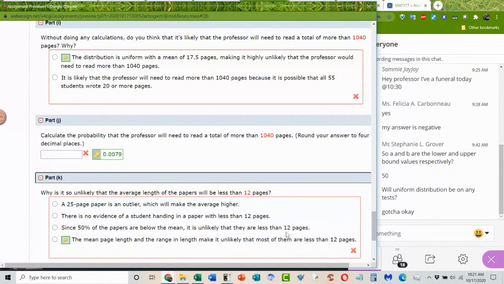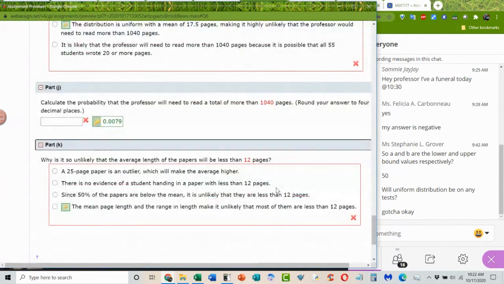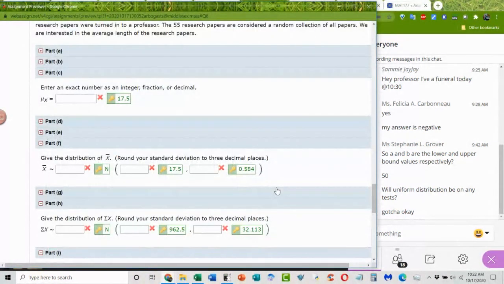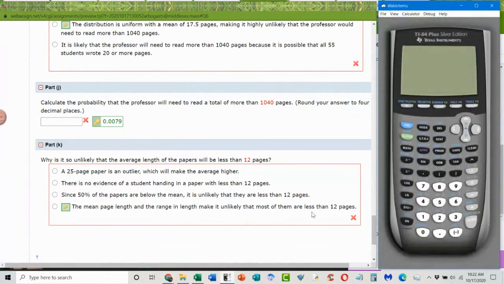Well, again, because the mean is 17.5 and the standard deviation is 0.5, so 3 deviations away would be 16 pages. You might find a single paper that's 12 pages long, but the average length of them won't be, because that's 5.5 divided by 0.5, so 11 standard deviations away from the mean, not very likely to occur. Really, really unlikely to occur. And you could look it up and find out exactly how unlikely it is.